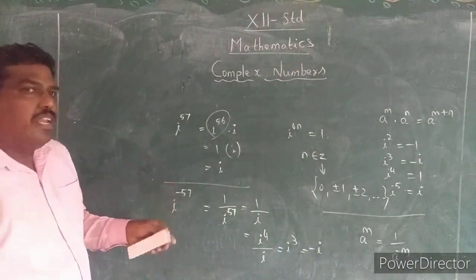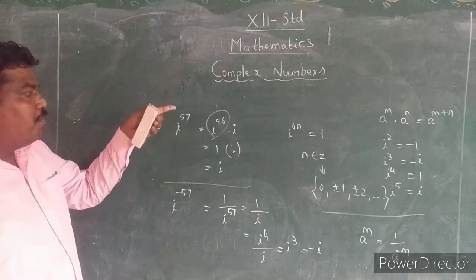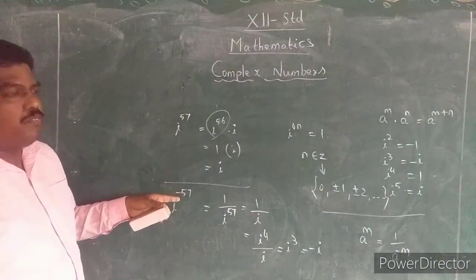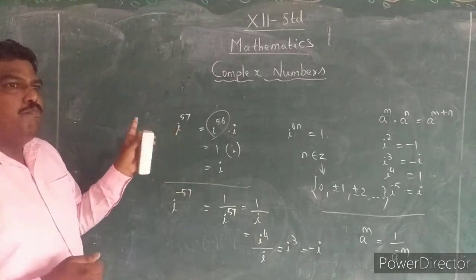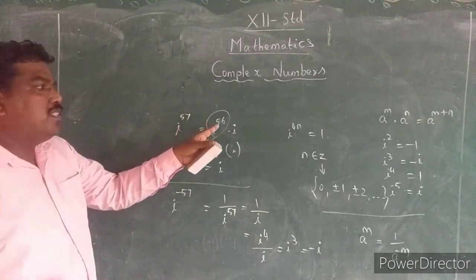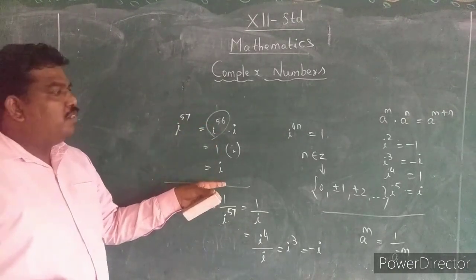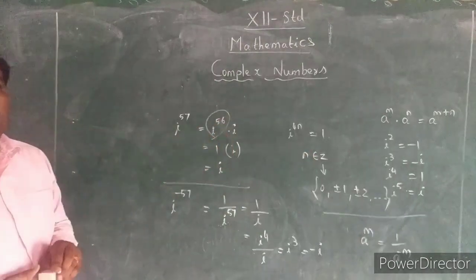So in this way you can evaluate the power of i, whether it is positive or negative. If it is negative, bring it to the denominator. If it is positive, just split the power as a multiple of 4 and then substitute the value which you know.